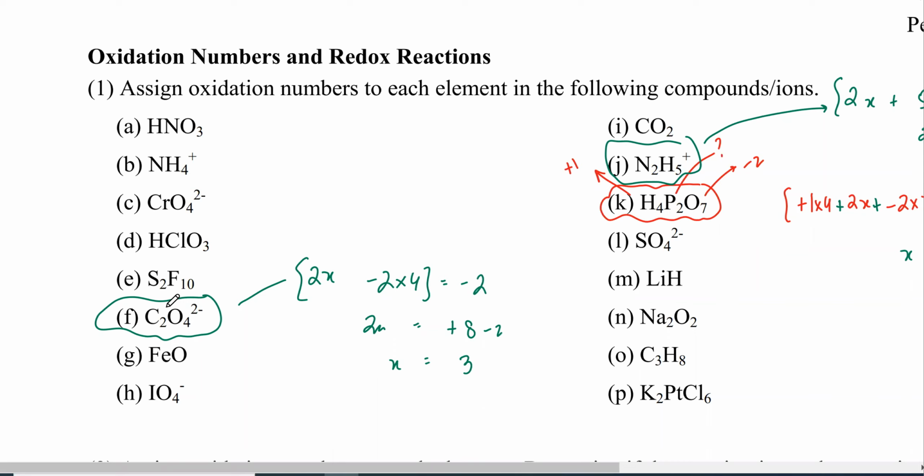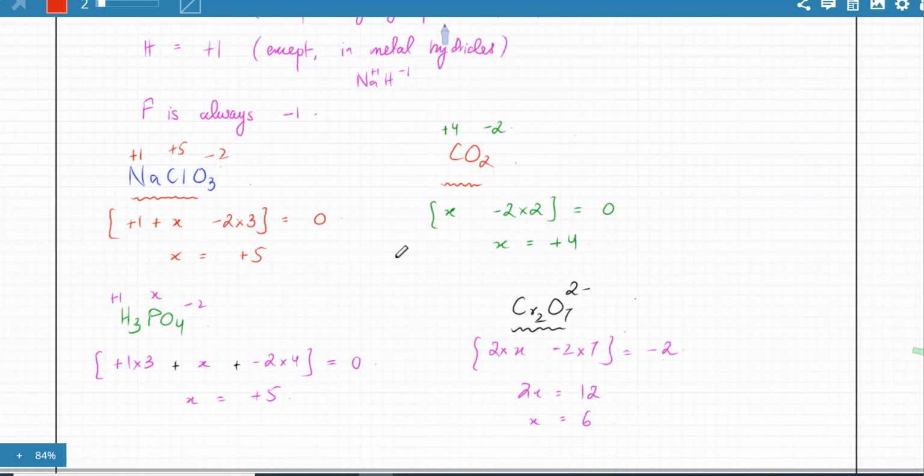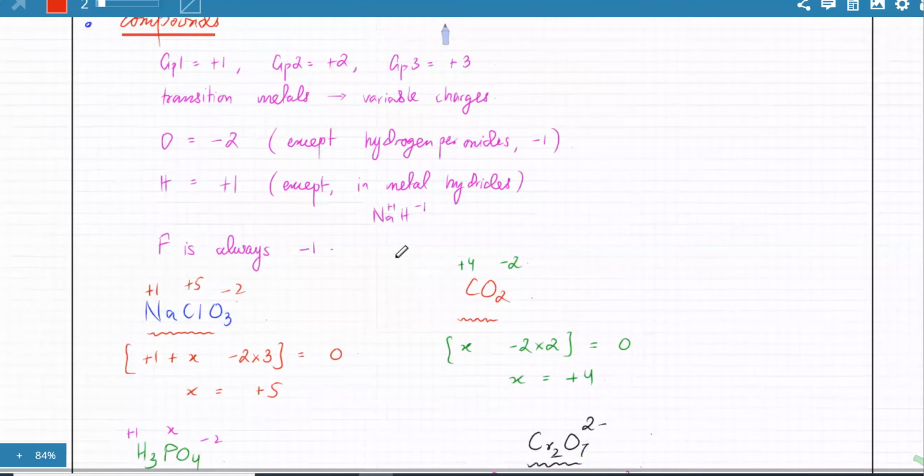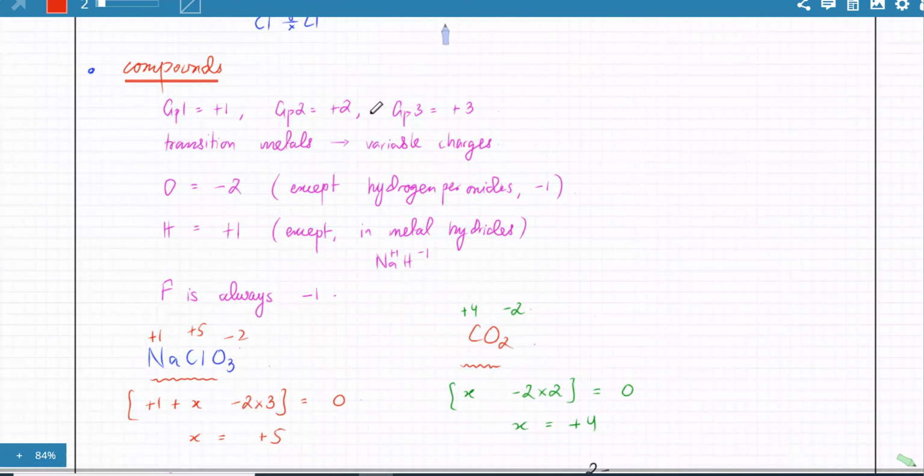So the point is that you can find out oxidation states of a lot of elements this way. Even though the oxidation states are not provided for all elements, by just knowing the oxidation states of a few of the elements, you can pretty much find the oxidation states of all the other elements.